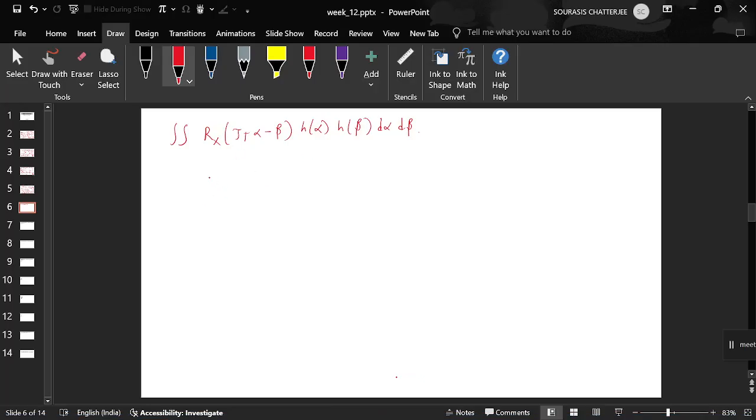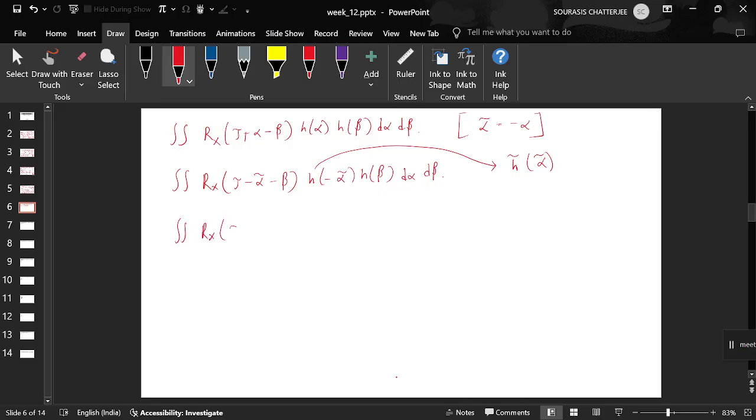So we have this expression here. I would like to make a few changes here. I would like to introduce a parameter alpha tilde, which is basically minus alpha. So by change of variable now I can write tau minus alpha tilde minus beta, h of minus alpha tilde, h of beta, d alpha d beta. So h of minus alpha tilde, this one here, I am denoting as h tilde of alpha tilde. Okay, so this is Rx of tau minus alpha tilde minus beta, h tilde of alpha tilde, h of beta. Here it should be d alpha tilde d beta.